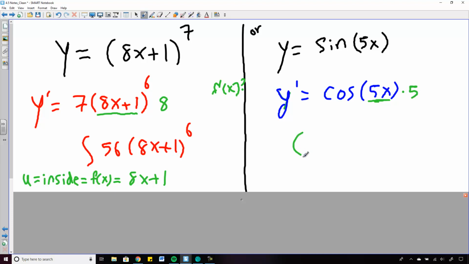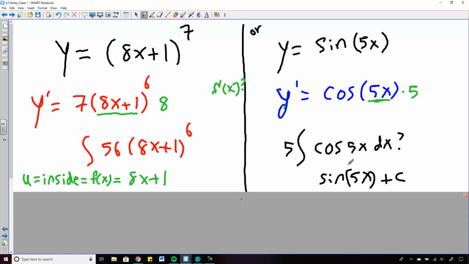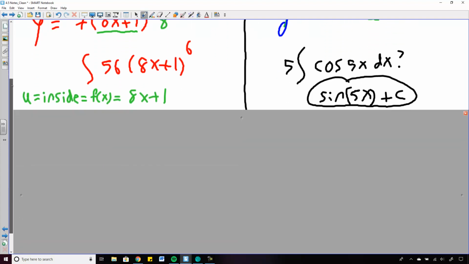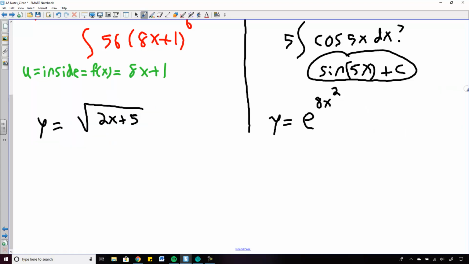So the question is, what's the integral of 5 cosine of 5x dx? I'm trying really hard not to use the green unless we're talking about that. Well, we know the antiderivative of cosine, that's sine of 5x. And then we would have had to derive the 5x to get that 5. So this is our answer. Now doing that in our head might not be too bad, we can see what it came from, but we need an algorithm. We need a way that will always work.